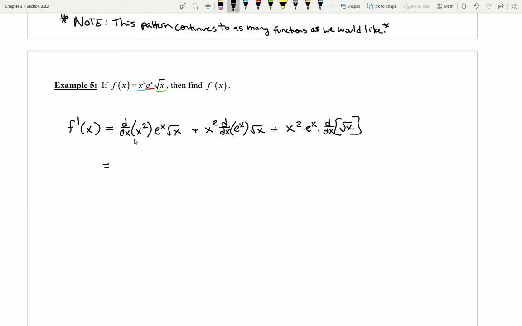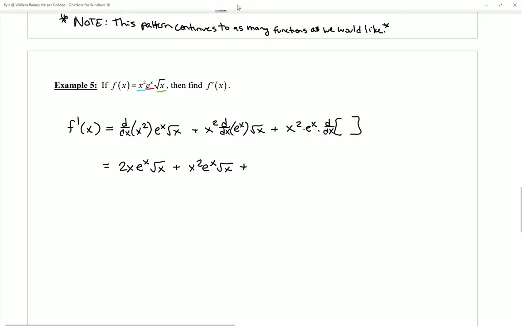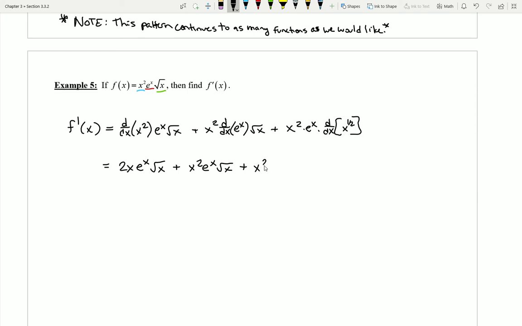Well, what's the derivative of x squared? Well, I can use the power rule for that and just end up with 2x. So I get 2x e to the x square root x. Over here, the derivative of e to the x needs to be calculated, but that's the easiest derivative rule of all time because that's just e to the x again. And over here, I have square root x. Remember, though, that can be easier to take the derivative of if I think about it in the form of x to the 1/2. So I'm going to have x squared e to the x and then 1/2 x to the negative 1/2.